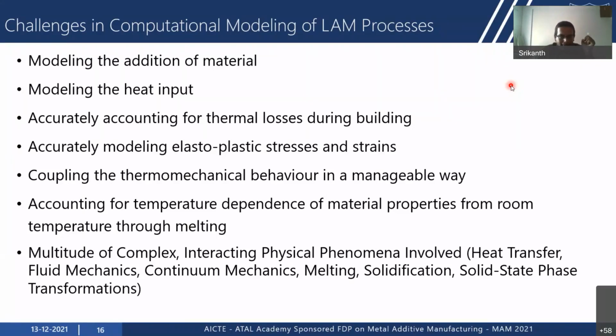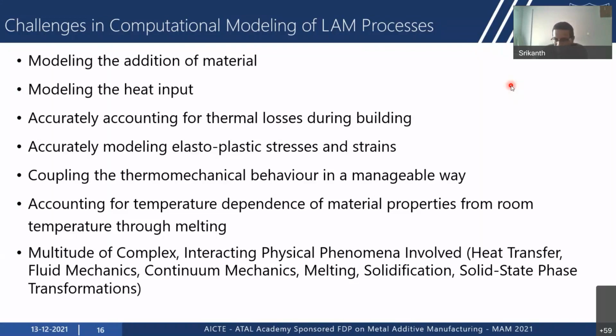Okay, and then as we know, when you are heating the powder particles, the powder is initially at room temperature, it then melts and then solidifies. So there is a variation in the thermophysical properties with respect to temperature. So how do you account for the variation of the material properties of the feedstock material from room temperature to melting? Okay, and then how do we account for the multitude of complex physical phenomena that take place during AM?